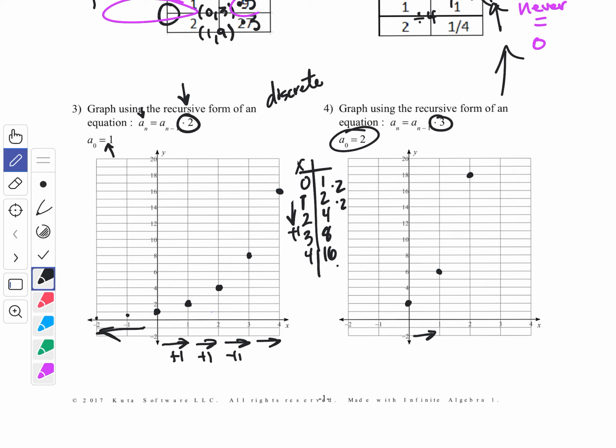This one may look like you need a little bit more numbers, dots, to show you. So I could go back and divide by 3 and end up looking like that. Okay, that's kind of up to you. But again, they're discrete, so we don't draw the lines. All right?